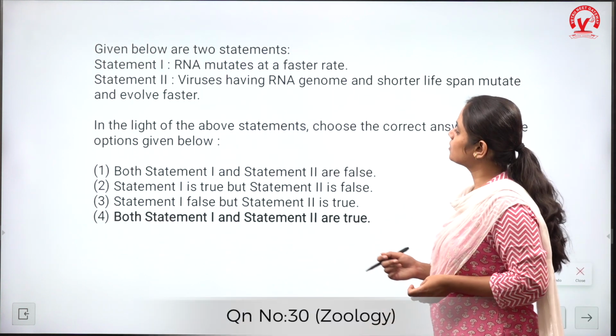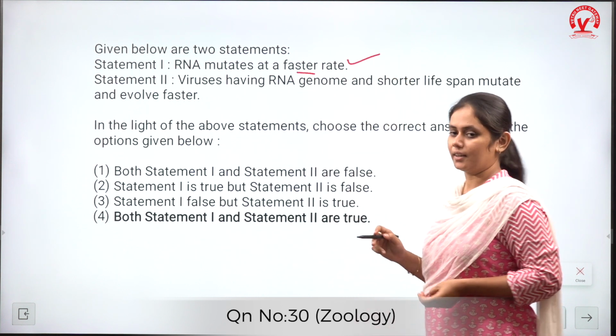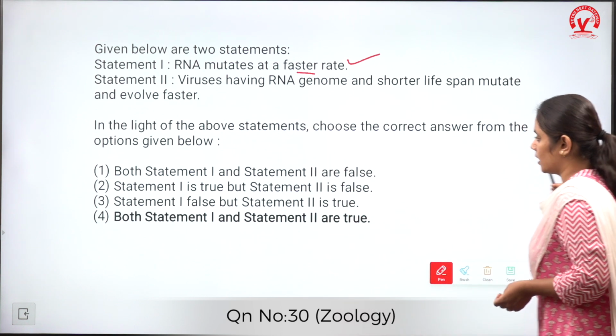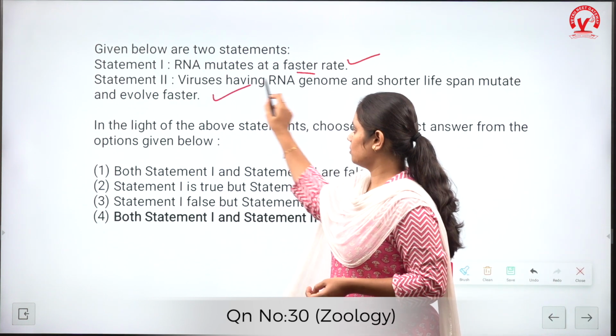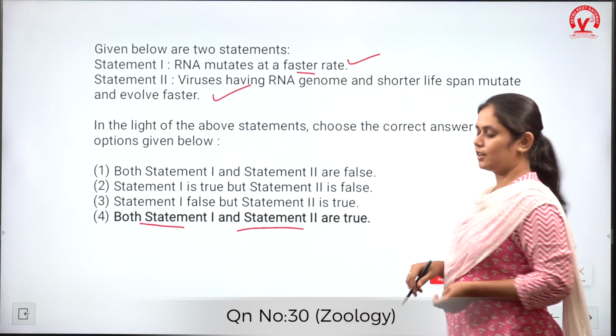Statement question here. So, statement 1, RNA mutates at a faster rate. So, statement 1 is correct. Viruses having RNA genome and shorter lifespan mutate and evolve faster. So, statement 2 is also correct. Both statements are correct. So, the answer is both statement 1 and 2 are correct.